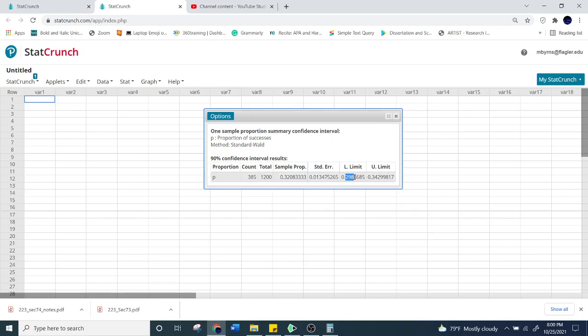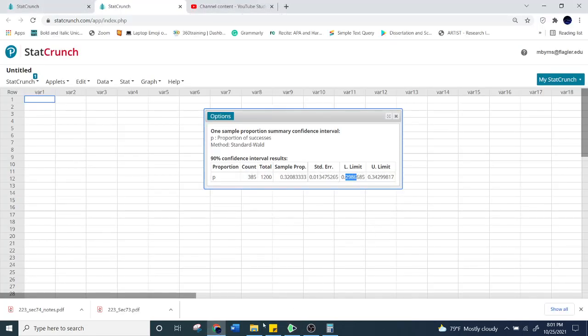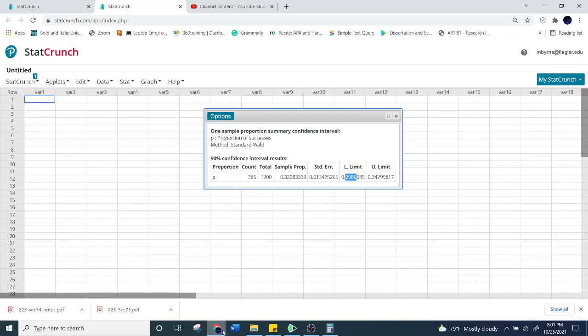But what did change is my lower limit and my upper limit. So now my lower limit is 0.299. Let's go ahead and write that in. So my lower limit is 0.299, and my upper limit is 0.343. And again, these other numbers will not change because my sample itself is exactly the same. So the sample proportion and the standard error have not been touched. What changes is the confidence level. And the reason that's changing is because that margin of error is going to get a little bit bigger with each one of these. So let's do 95% and look at the difference.